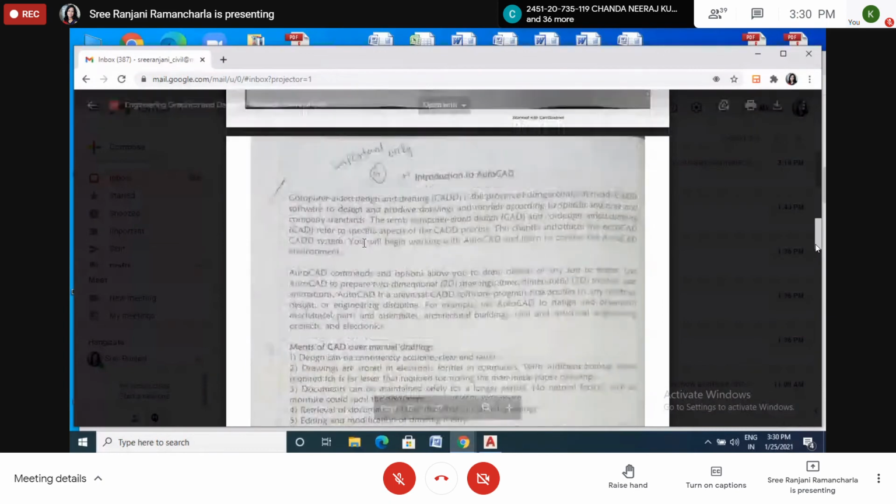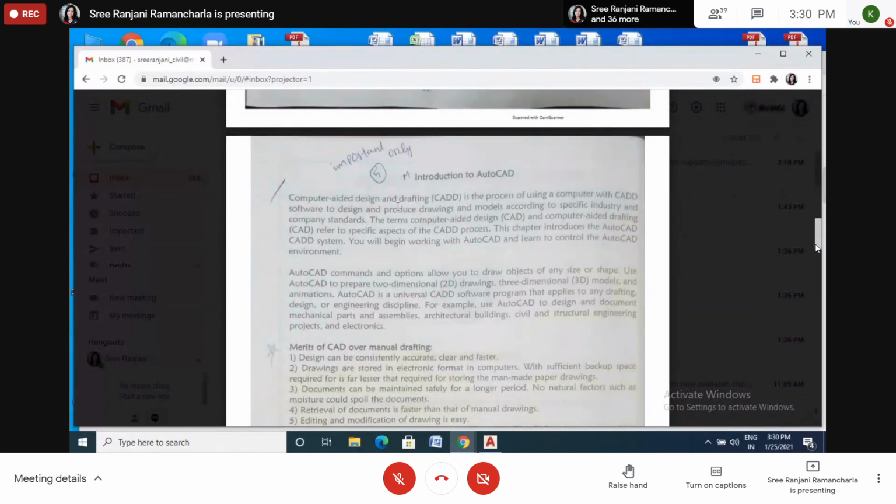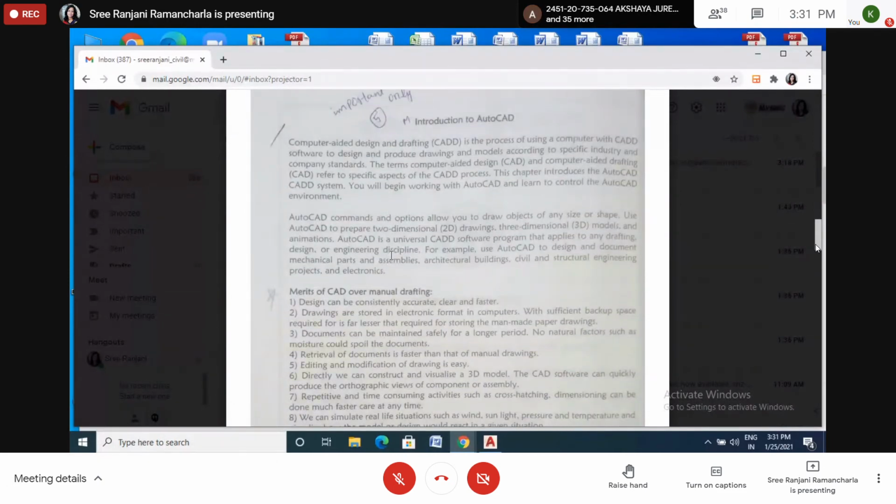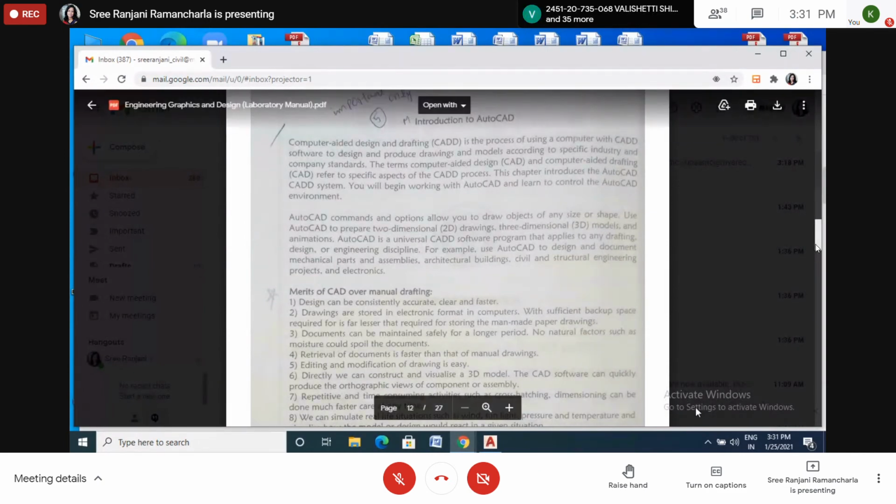This is about the AutoCAD. Introduction to the AutoCAD: computer-aided design and drafting. CADD is the process of using a computer with CAD software to design, produce drawings and models according to the specific industry. Okay, these are all about the drawing. AutoCAD commands and options allow you to draw objects of any size or shape. Use AutoCAD to prepare two-dimensional 2D drawings and 3D drawings, animations, and anything you can make, right?